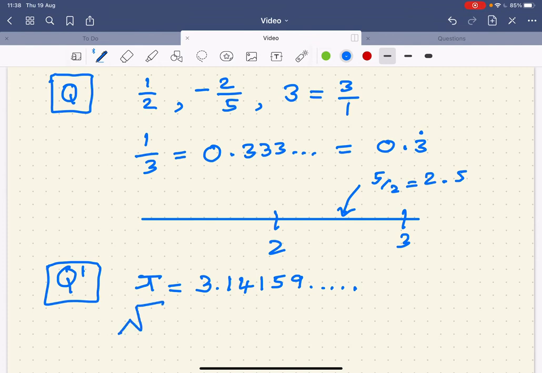Another example is root 2. Now, root 2 is 1.414 and that carries on, and there's no pattern. And I'm unable to represent those on a number line.